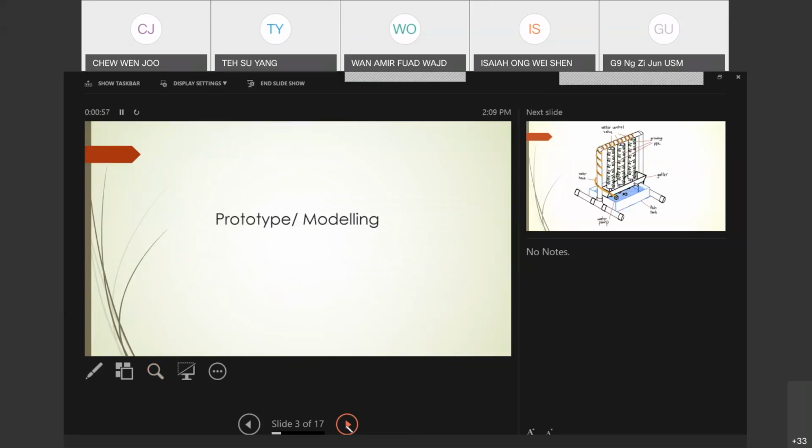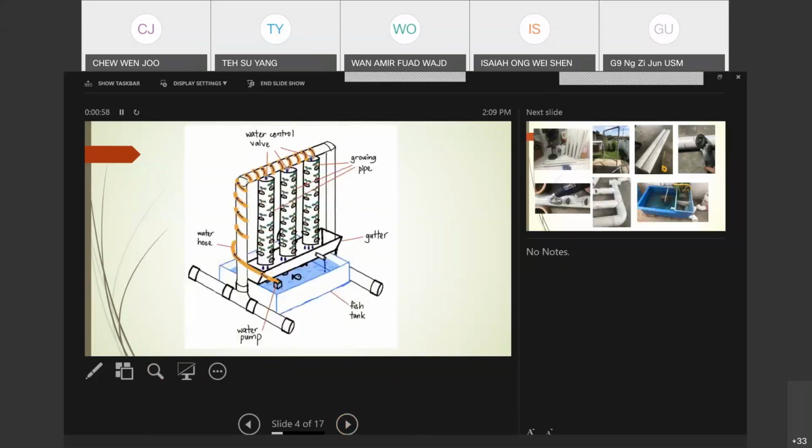We start from the prototype modeling. This is the design that we have come up with. You can see we have the fish tank down there, and we have the frame beside, and the growing pipe for the plants. We have the gutter to enable the water to go down, and the water hose pumps the water up.